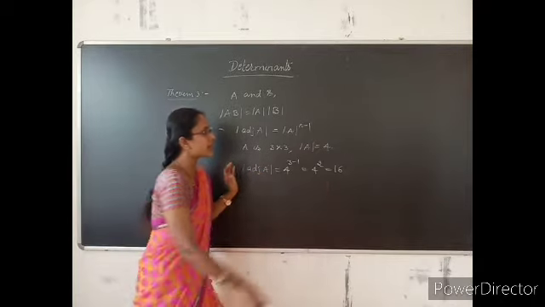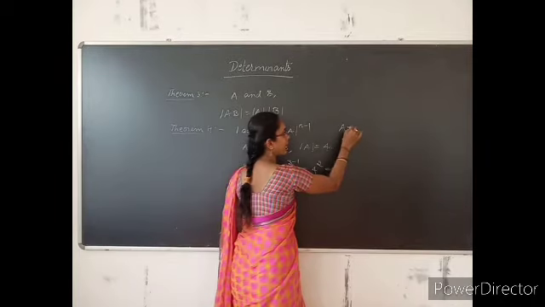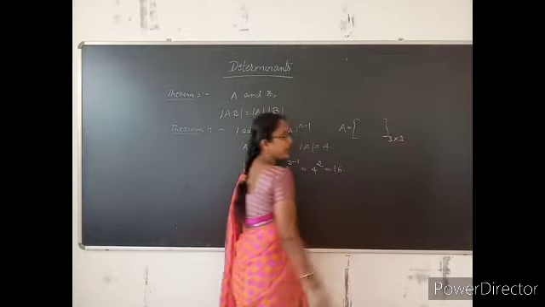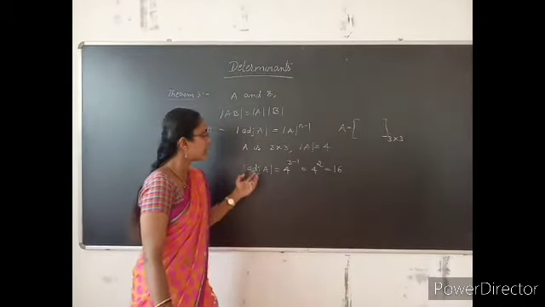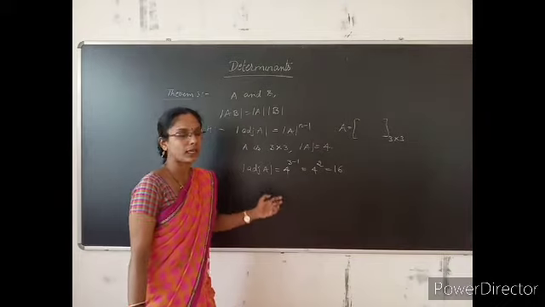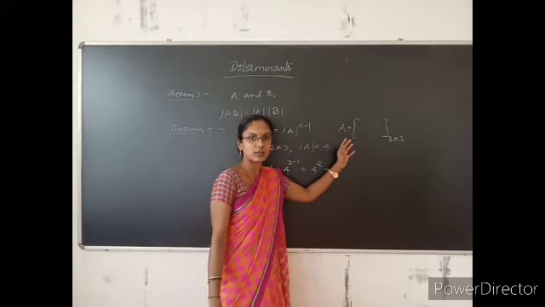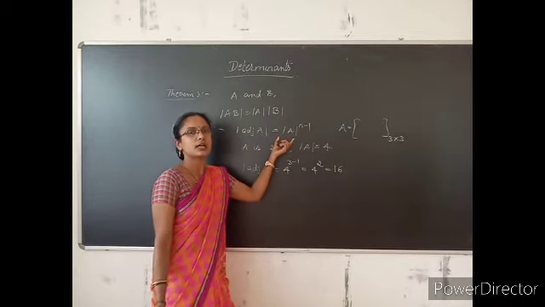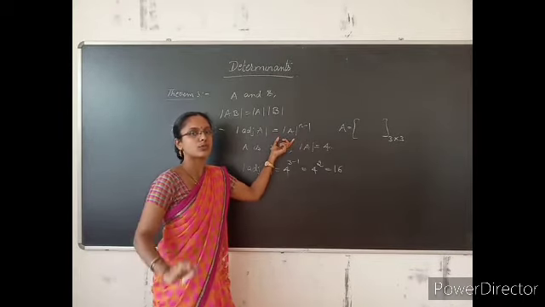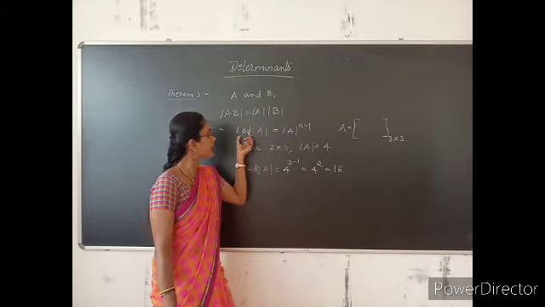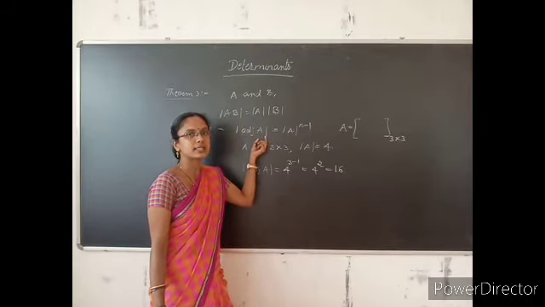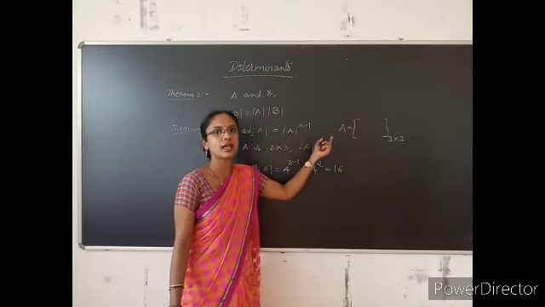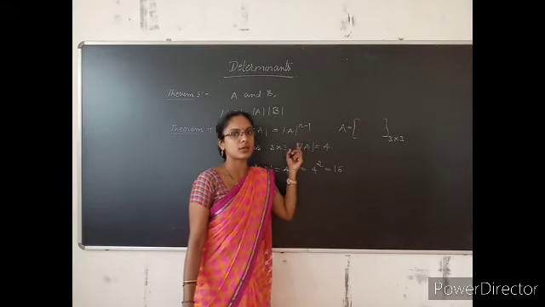Or sometimes they will give the matrix itself. So A is equal to a matrix, and I will assume that this is a 3 by 3 matrix. Find the determinant of adjoint A. In that case, you have to find the determinant of A, then use this formula. That gives the determinant of adjoint A. So for any square matrix A, determinant of adjoint A is equal to determinant of A to the power n minus 1. So this is one more result.